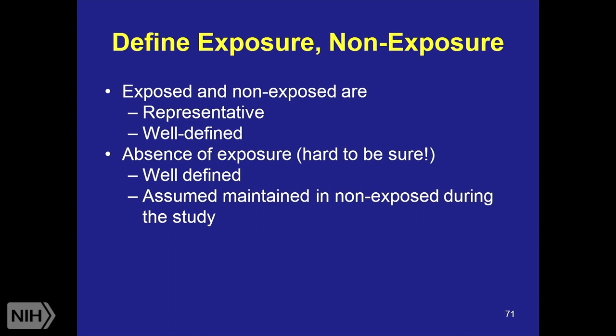If you think you know what your exposure is, you need to make sure that your exposed and non-exposed are representative and well-defined, that your non-exposed are truly non-exposed. This can be a problem. The absence of exposure is probably going to be harder to define, to be honest with you. And the other trick is you have to assume that people maintained their non-exposure status throughout the study. So if you're going to follow them for 20 years and they suddenly get exposed in year 15, how is that going to impact your results?